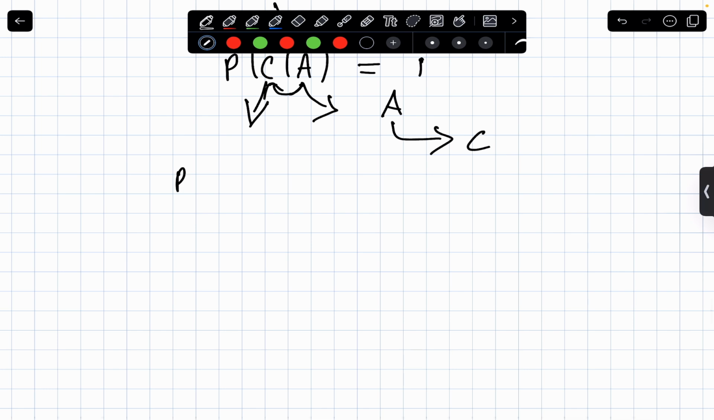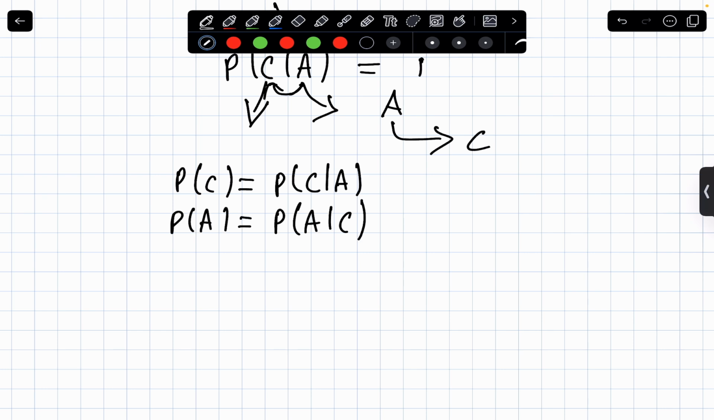So the probability of C equals the probability of C given that A has already occurred, and the probability of A equals the probability of A given that C has already occurred. If both are the same, then they are not dependent. They are independent. How? Let me show you.